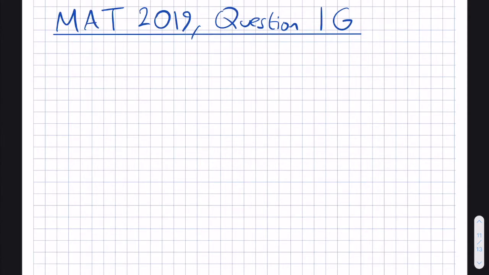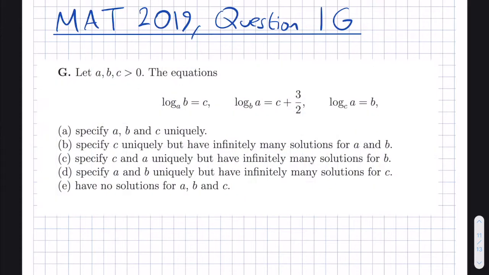This is question 1G from MAT 2019. The question says, let A, B and C be strictly greater than 0. The equations log base A of B equals C, log base B of A equals C plus 3 over 2, and log base C of A equals B. A, specify A, B and C uniquely.